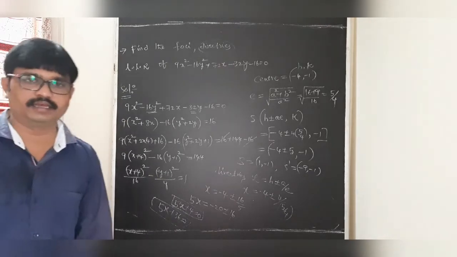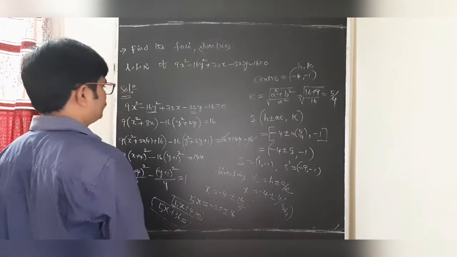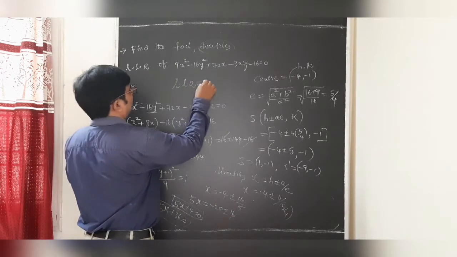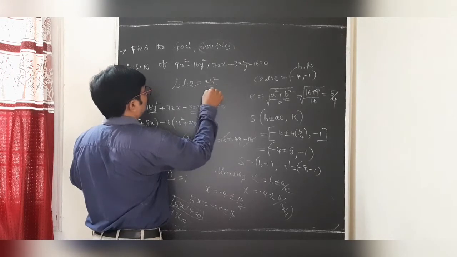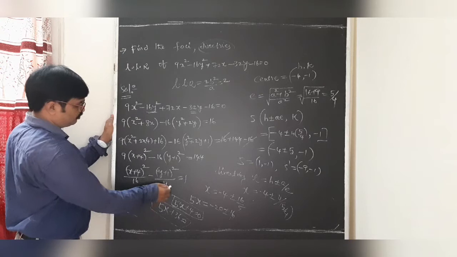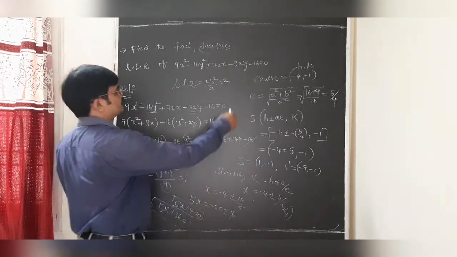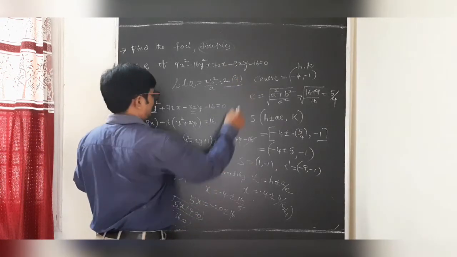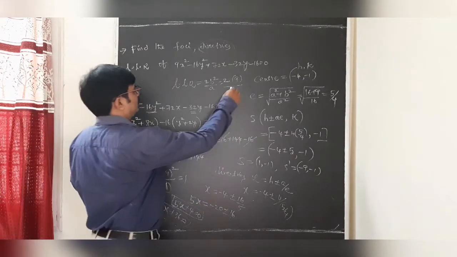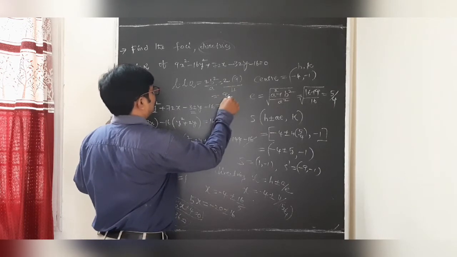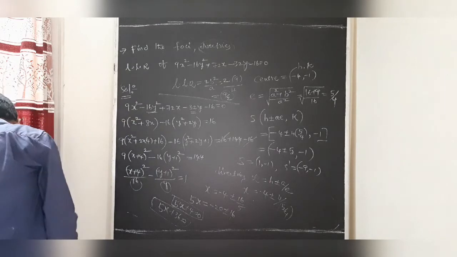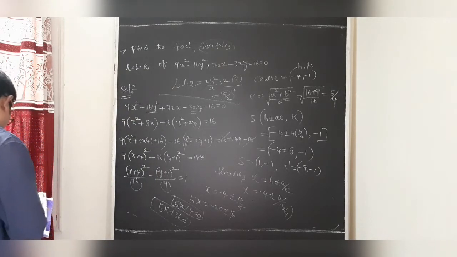Now we have to find the LLR. What is the length of the latus rectum? The length of the latus rectum is 2b square by a. The b square is 9, and a is 4. So the length of the latus rectum is 9 by 2.